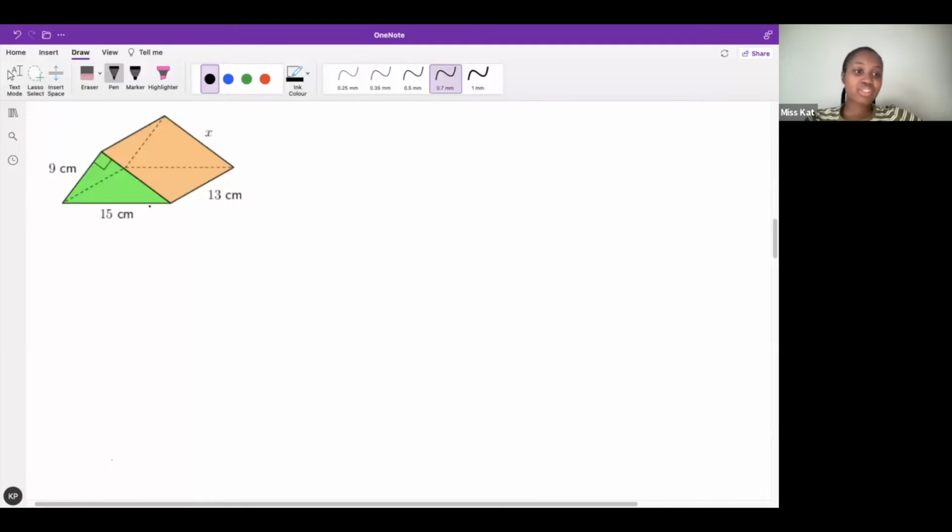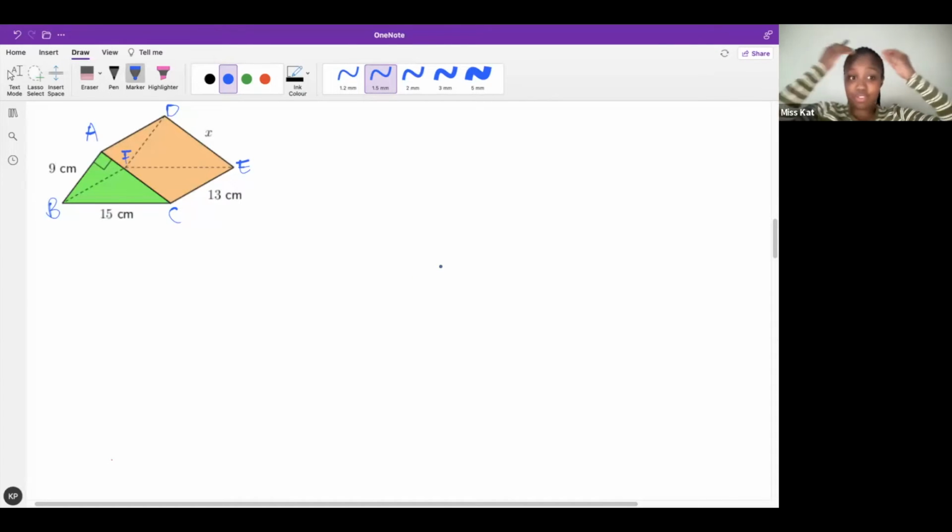Okay, let's find the third side. I think the first step should be naming this triangle because there's a lot going on here. I'm going to say A here, B over here, C over here, D over there, E over there. And you know there's a corner at the back there, right? F over there. Can you guys visualize that there's a corner there where I put F? I hope we can visualize it.